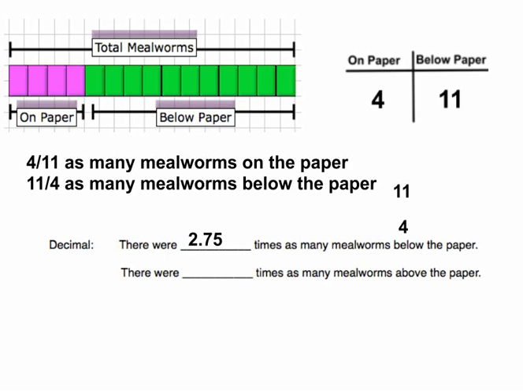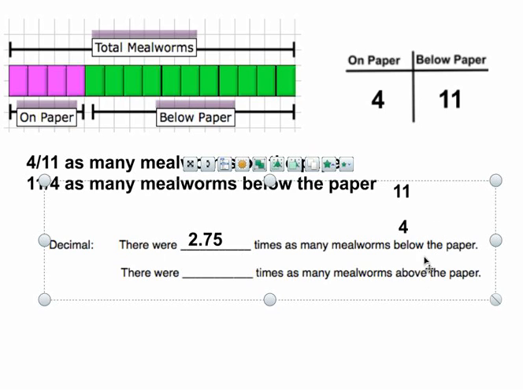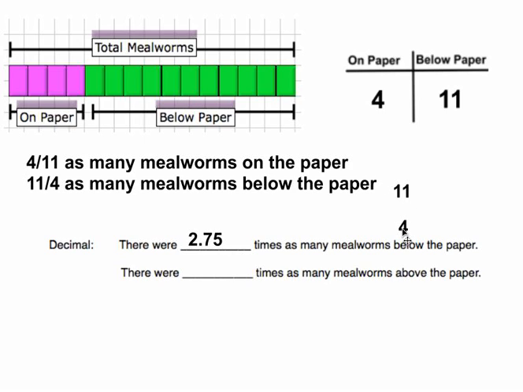To answer this next question, now there were blank times as many mealworms above the paper. Well, you could think, well, that doesn't make sense to say times, but in fact, there is an answer here, and the question is, now we're going the opposite way. 4 is 11 times what? So 11 times what number will equal 4? There were blank times as many mealworms above the paper. So this is on the paper, above the paper. So we're thinking 11 times what is 4? And that might seem like it makes no sense.